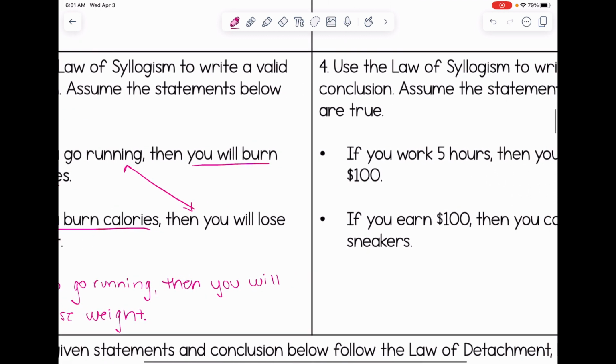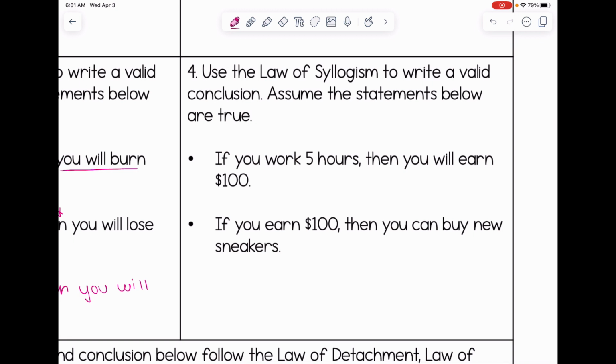Okay, let's look at one more like that. Use the law of syllogism to write a valid conclusion. Assume the statements are true. If you work 5 hours, then you will earn $100. If you earn $100, then you can buy new sneakers. So again, notice how these two statements, those two pieces of the statements correspond. We're going to write a conclusion using the remaining pieces. So if you work 5 hours, then you can buy new sneakers.